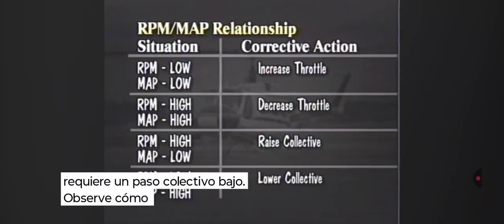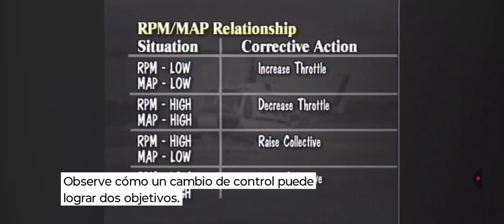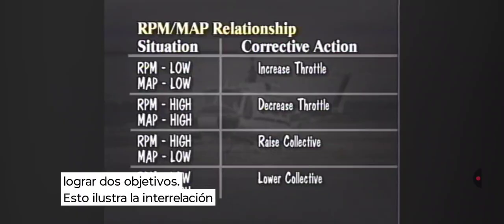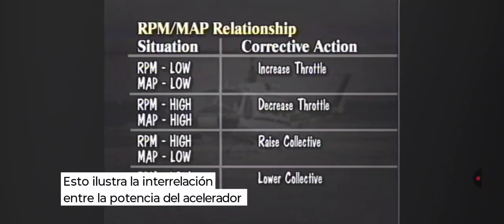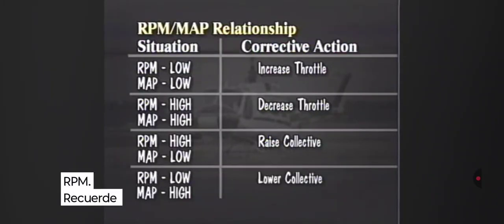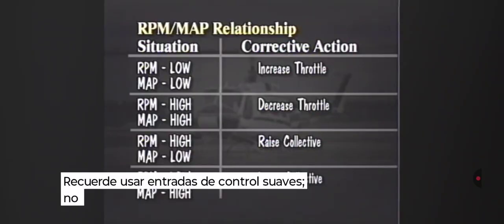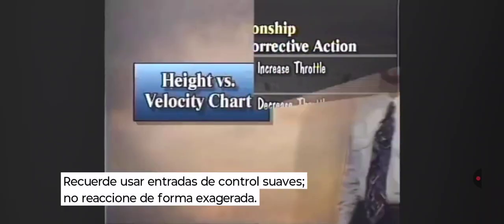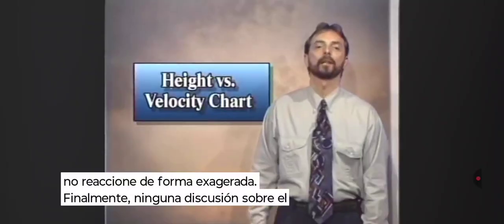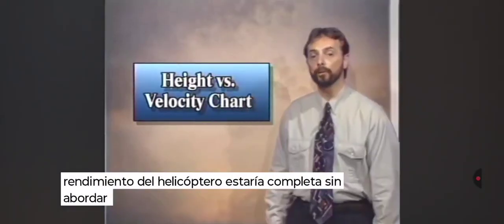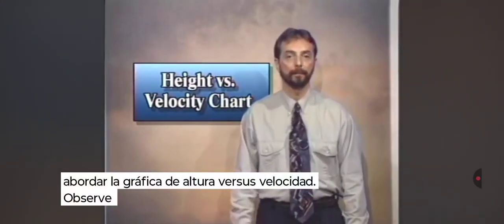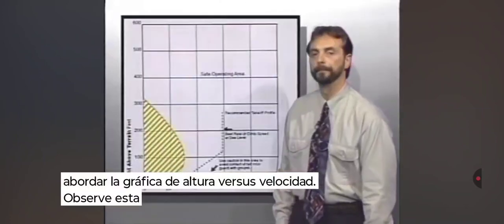Notice how one control change can accomplish two goals. This illustrates the interrelationships between collective, throttle, power, and RPM. And remember to use smooth control inputs. Don't overreact. Finally, no discussion of helicopter performance would be complete without addressing the height versus velocity chart. Take a look at this chart.